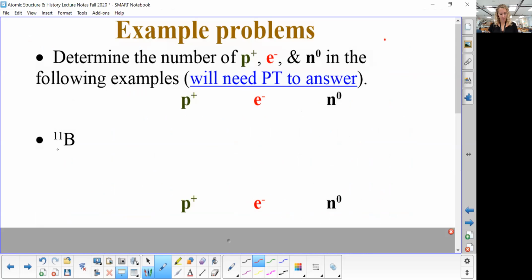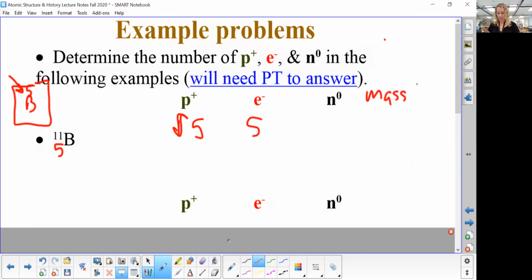But for this example, we are talking about boron-11. When we find boron, we see that it's number 5. On your periodic table, you have the B with the 5 on top, and that's the atomic number that we want, which tells us the number of protons. And all atoms are neutral, so we have 5 electrons. To get the number of neutrons, you take your mass number minus your atomic number. The mass number in this notation is that 11. So we take the 11 minus the 5, and you get 6.